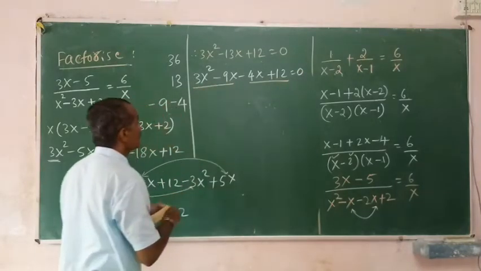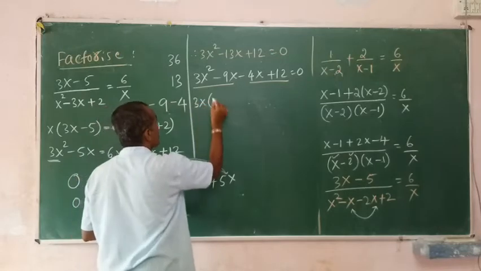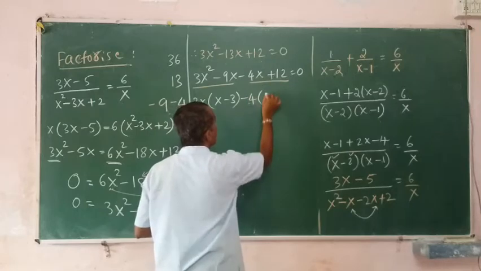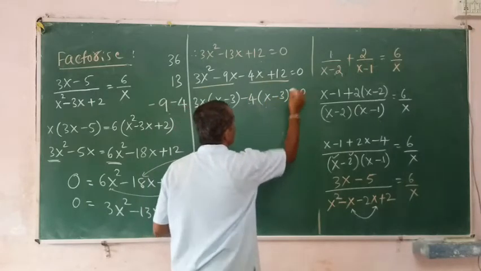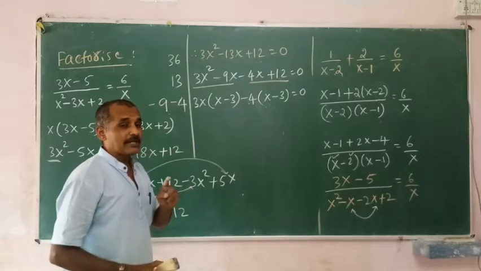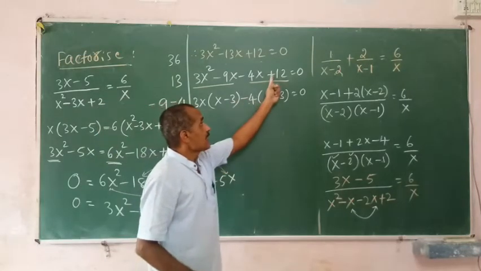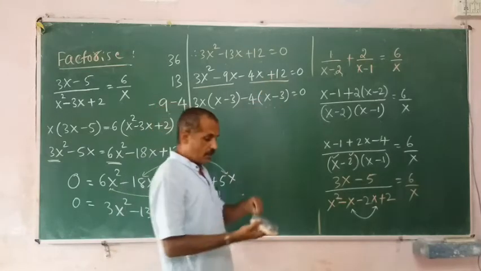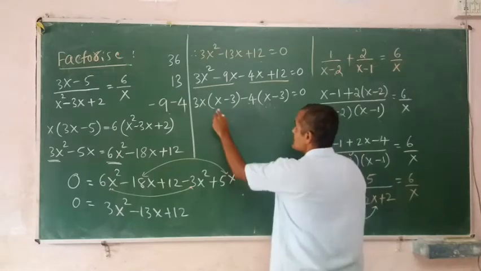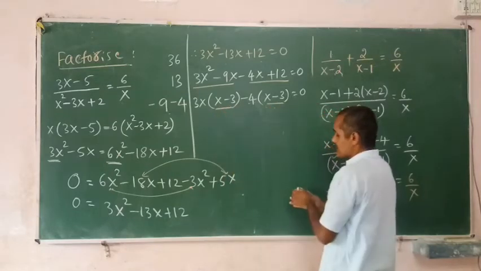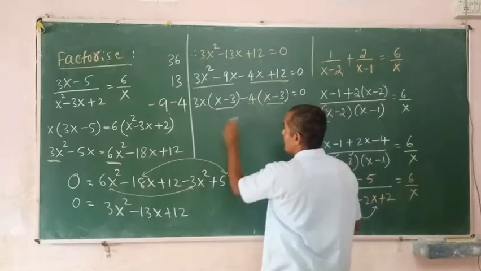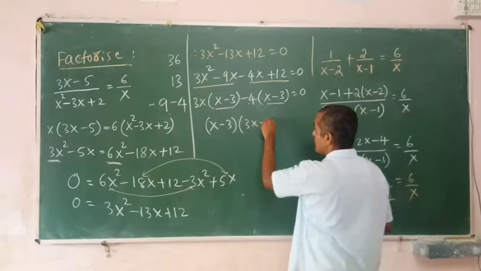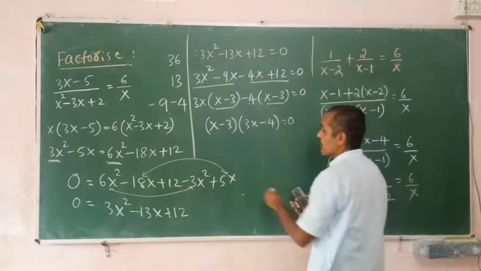Grouping. 3x common, bracket x minus 3, minus 4 common, x minus 3 is equal to 0. My dear children, repeatedly I am telling you, whenever the minus is common, sign will change, this plus will become minus, because minus and minus is equals to plus. Okay, you can see that these two terms are what? Same. It is x minus 3 into 3x minus 4 is equals to 0.